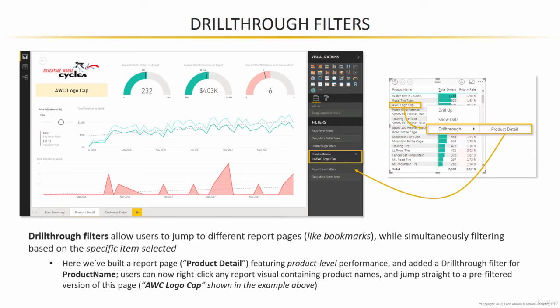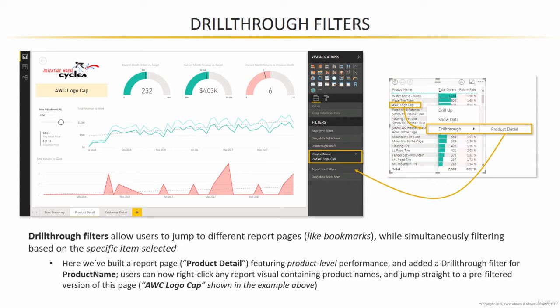What that means is that users can now right click on any report visual on any other page in the report that contains product names and select the drill through option to jump straight to this product detail page. And not only that, but the page will filter simultaneously based on which product the user right clicked. So it's almost like a bookmark filter hybrid.